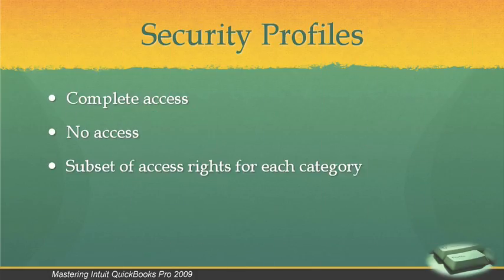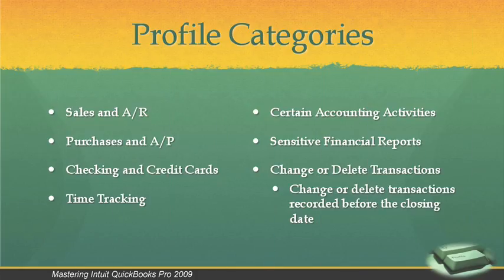When you work with each user, you have to define a security profile for that user. Basically, they fall into 3 different categories. You can have complete access, that's what the administrator has, they can do anything that they want, or you can allow no access at all, or you can give a subset of access rights for each category. The categories we're talking about are the profile categories. They include sales and accounts receivable, purchases and AP, checking and credit cards, time tracking, certain accounting activities, sensitive financial reports, and changing or deletion of transactions.